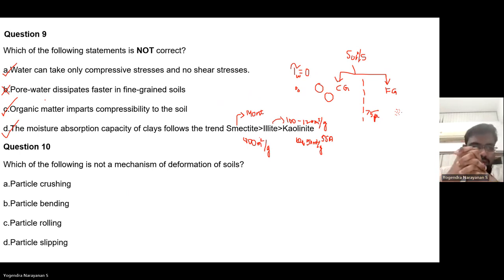Moving on to the next question. Which of the following is not a deformation mechanism of soils? Option A, particle crushing. Option B, particle bending. Option C, particle rolling. Option D, particle slipping. Let me repeat the question. Which of the following is not a mechanism of deformation of soil? Option A, particle crushing. Option B, particle bending. Option C, particle rolling. And option D, particle slipping.